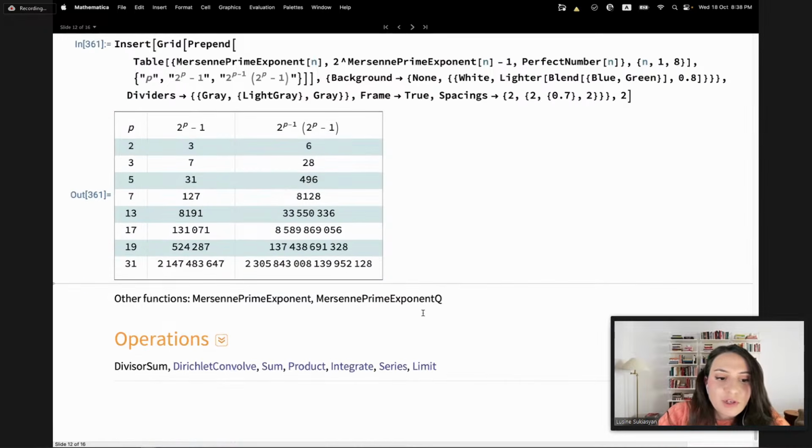Now let's talk about operations. Because we deal with functions, all kinds of complex functions, there are some operations that are useful here, like sum, product, integrate, series, limit. We'll not talk about that because they're not purely number theoretic functions, but we can look at them. They are very useful here.